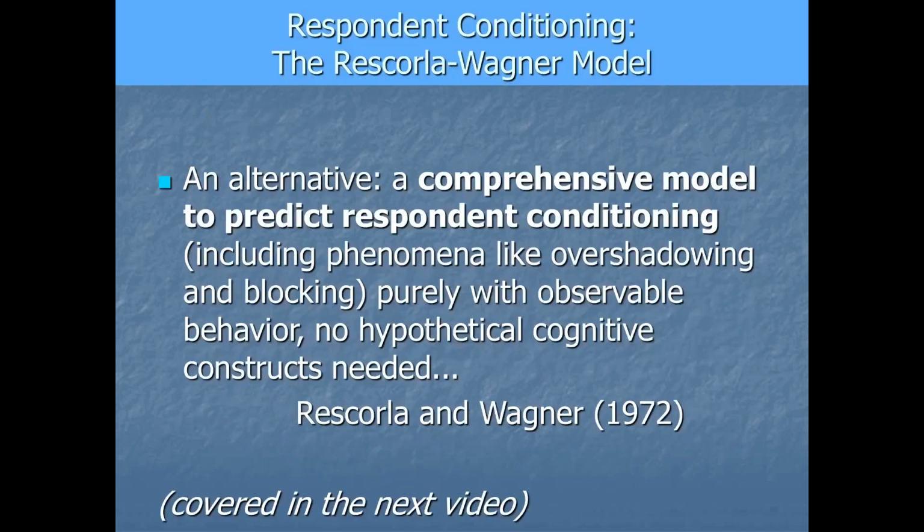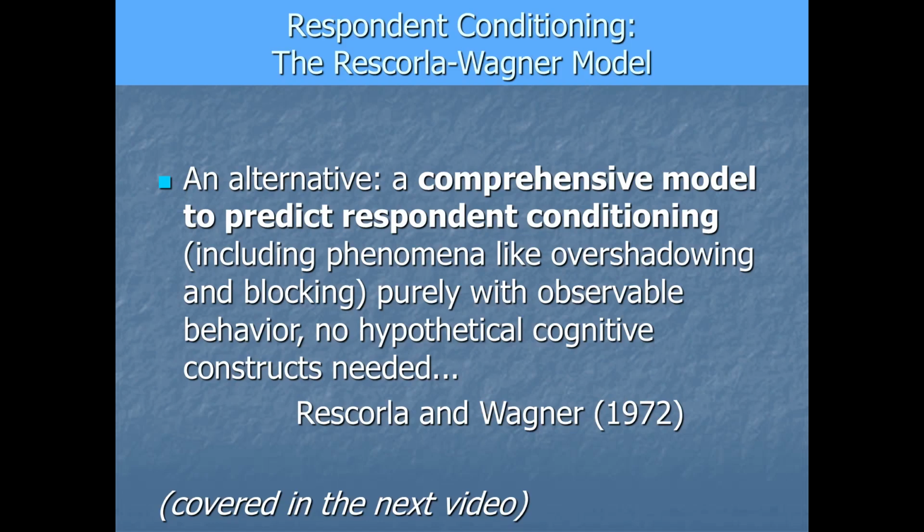So in the video after this one, the final video on respondent conditioning, we'll learn about an alternative, maybe a better way to think of these things that'll explain blocking and overshadowing. So a comprehensive model that'll help predict all the stuff we know about respondent conditioning. Overshadowing, blocking, all of that, but purely with observable behavior. None of these hypothetical cognitive constructs needed. It's called the Rescorla-Wagner model because it was originally proposed by Rescorla and Wagner.